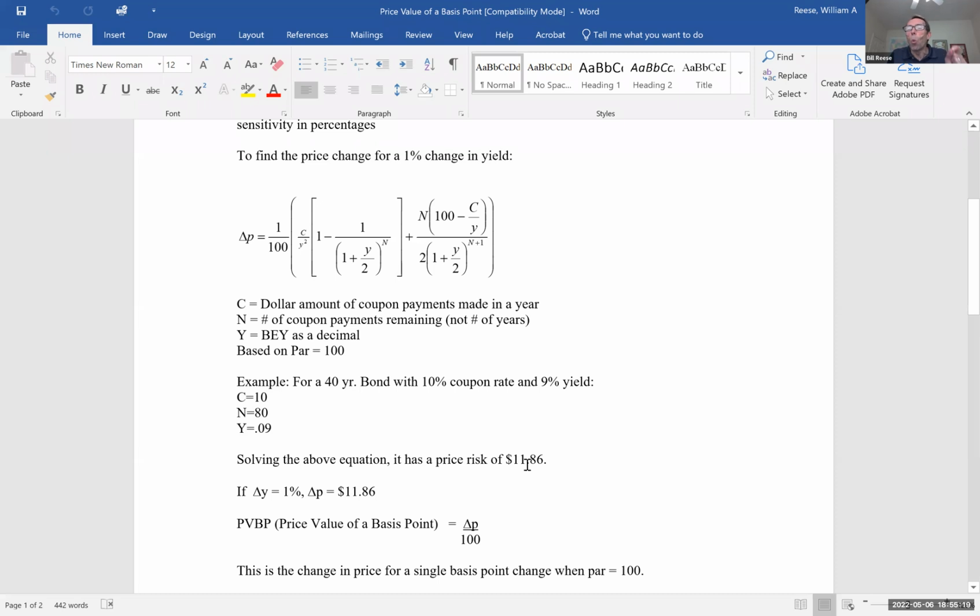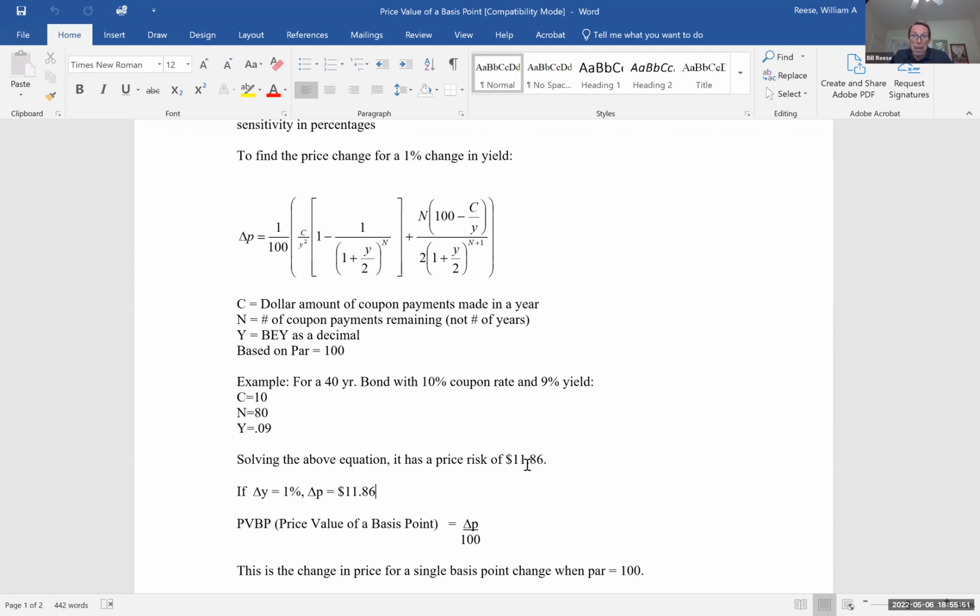That says on a $100 bond, if there is a 1% change in interest rates or 1% change in the yield, the price of the bond will change by $11.86. If interest rates go up by 1%, the price of the bond goes down by $11.86. If interest rates go down by 1%, the price of the bond goes up by $11.86. But we're interested in the price value of a basis point, okay?